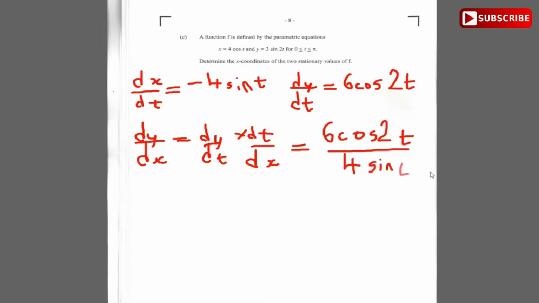All right. Now, at a stationary point, dy/dx is 0. So always remember that. At a stationary point, we know that dy/dx is equal to 0. So if dy/dx is equal to 0, then we're solving 6 cos 2t equal to 0. If 6 cos 2t equals 0, then the cos of 2t is equal to 0.